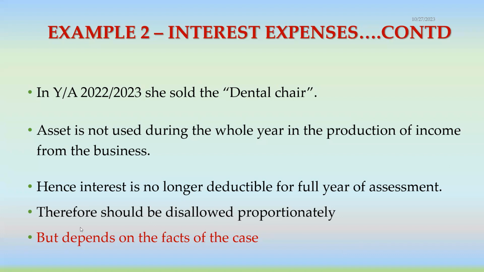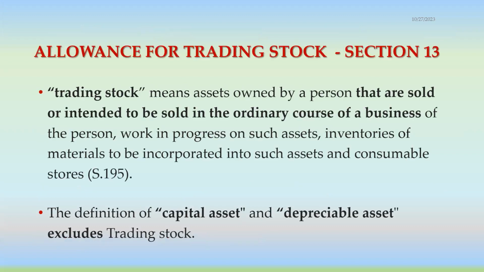So it is decided according to the facts. We have to consider what happened to that sale money. If she again used that sale money in the business, then she can deduct that expenditure. But if she used that sale money for personal use, then she can't deduct that expenditure. That is how we should think about whether we can deduct an expenditure or not. Okay, very good. Now we can move to the next deduction rule.